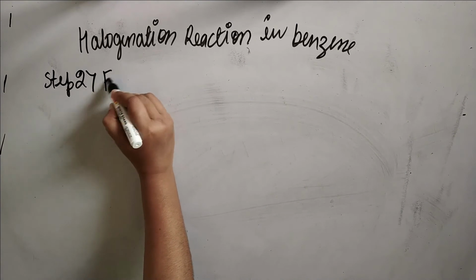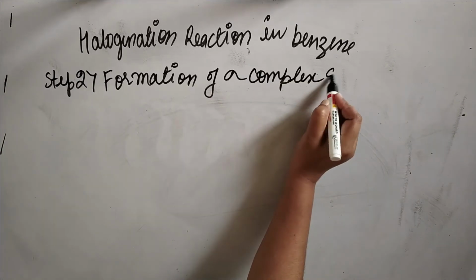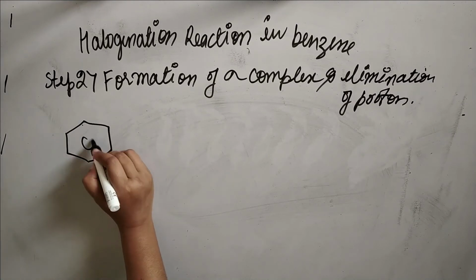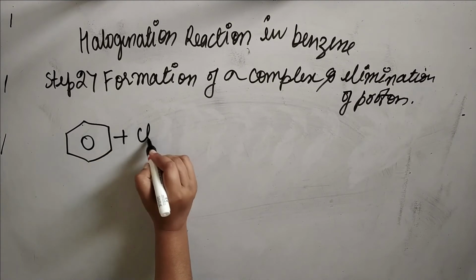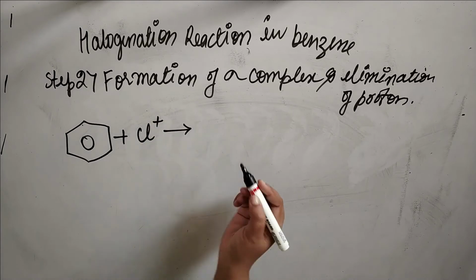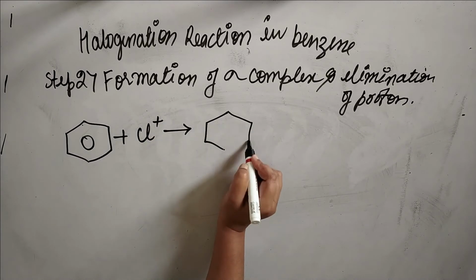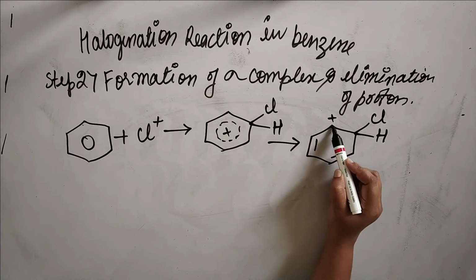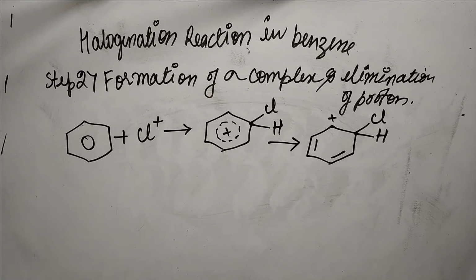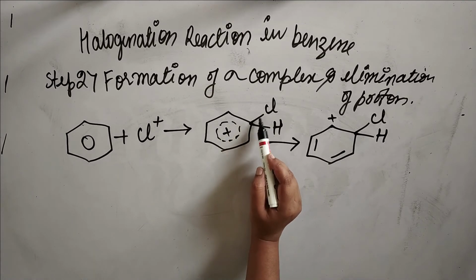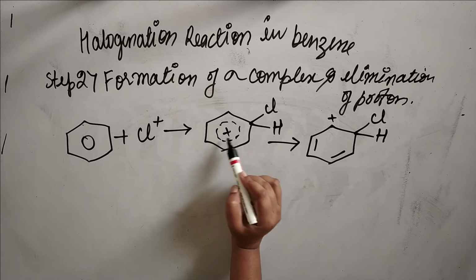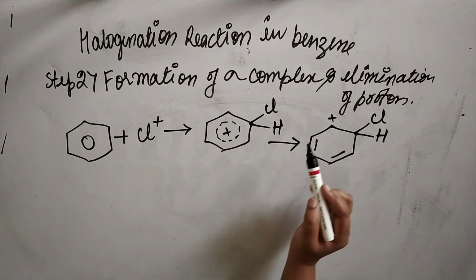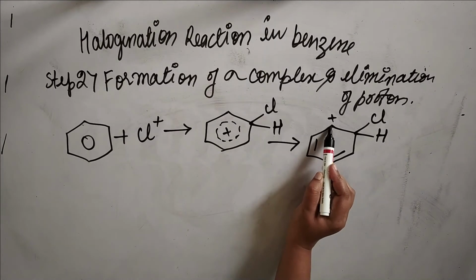Step 2 is the formation of sigma complex and elimination of proton. So here you can see this is our benzene ring. It reacts with the electrophile and forms the sigma complex, and this is the carbocation because of the positive charge. Here this carbon is electron deficient. Chlorine will utilize that electron to form a bond. So because of that, deficiency will appear in the benzene ring and the positive charge will appear here on this carbon.